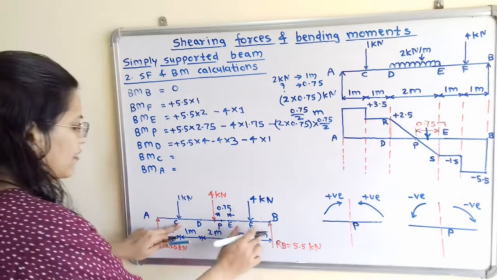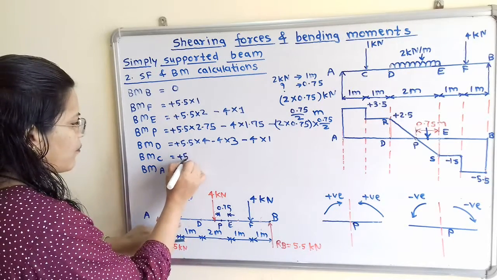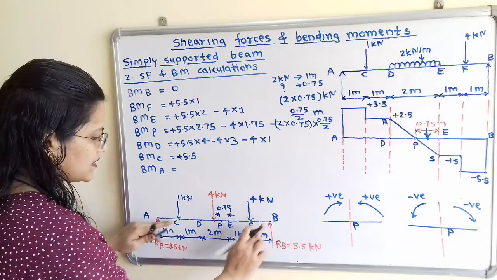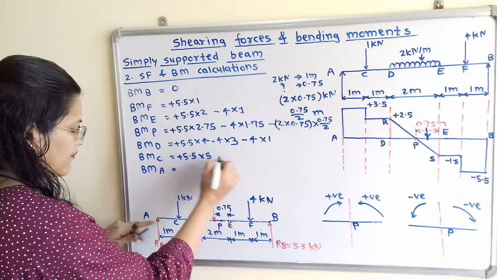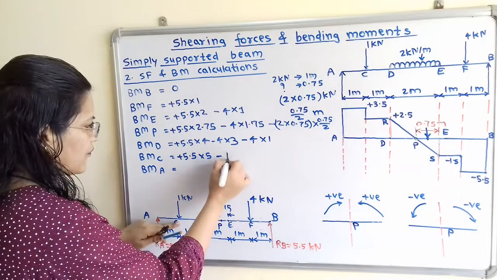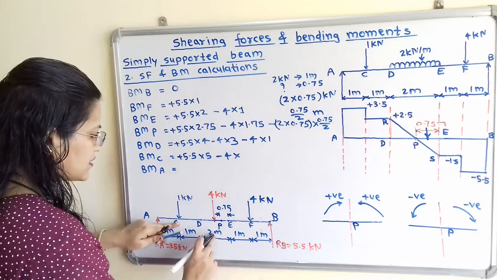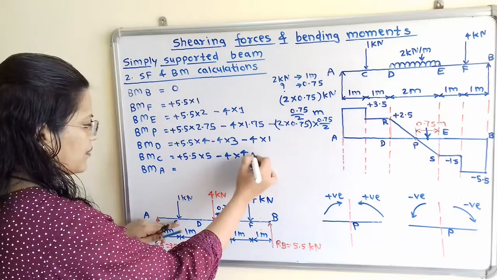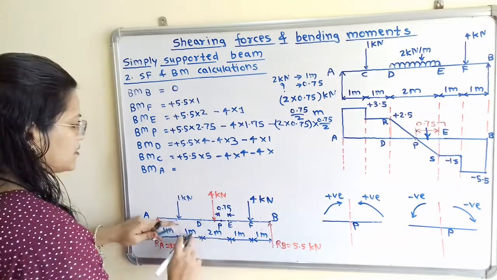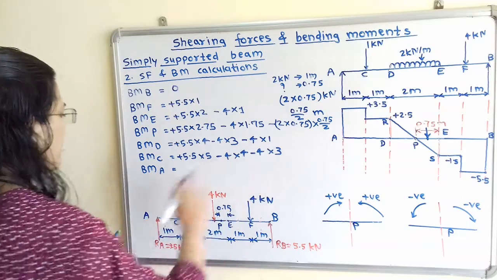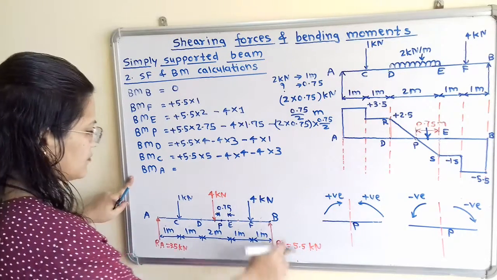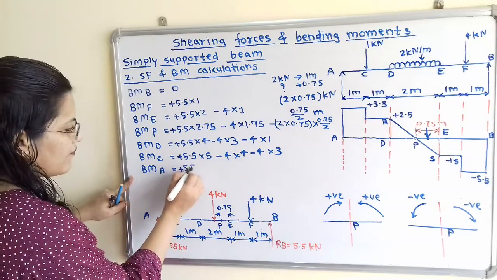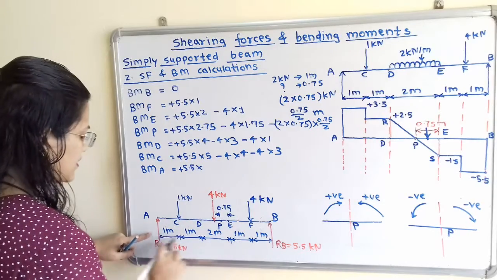So again we will calculate plus 5.5 multiplied by this distance, 1 plus 1 plus 1 plus 2, that is multiplied by 5. Then minus 4 multiplied by this distance, which is 4. Then minus 4 multiplied by this distance, which is 3. So we have to calculate this. Then the bending moment at point A. So again we have to calculate plus 5.5 multiplied by this total distance.